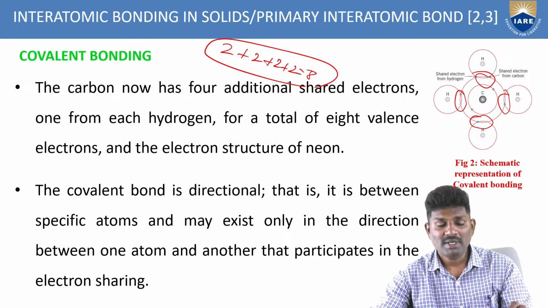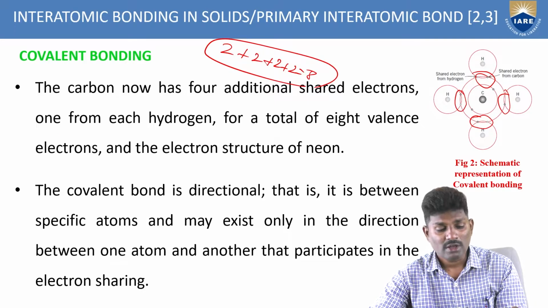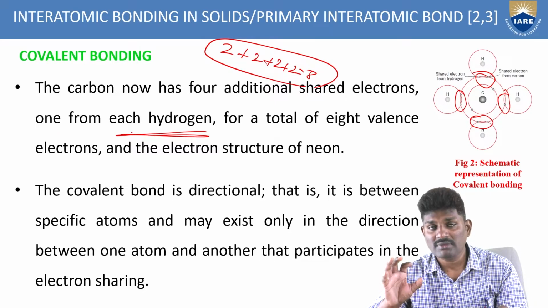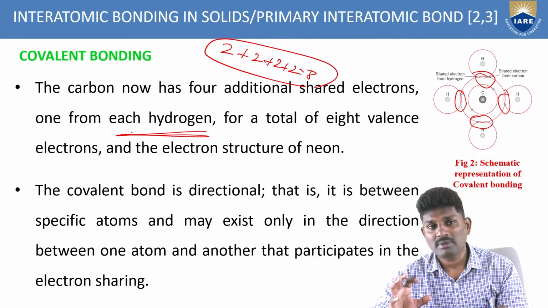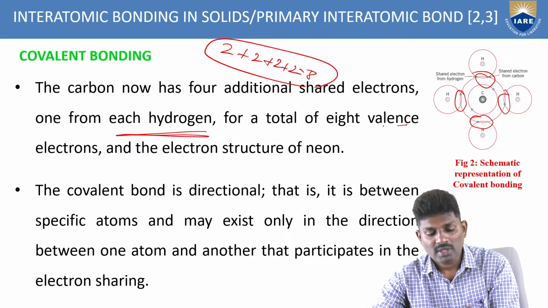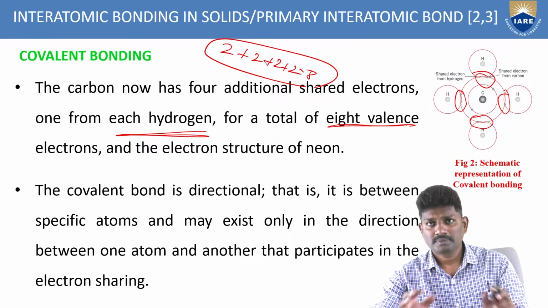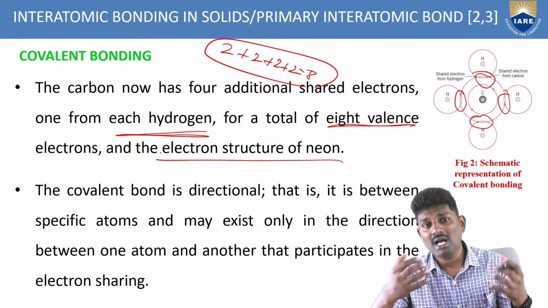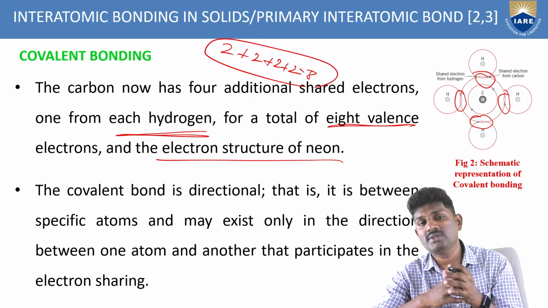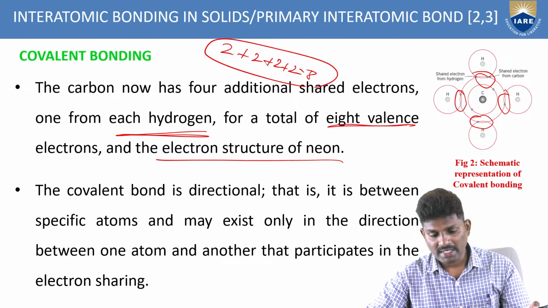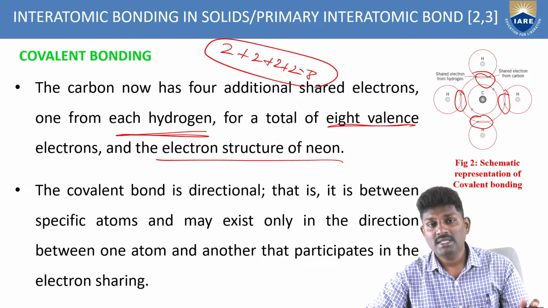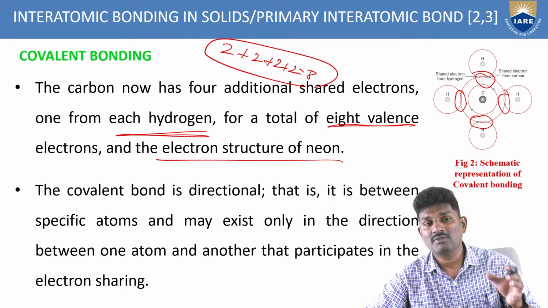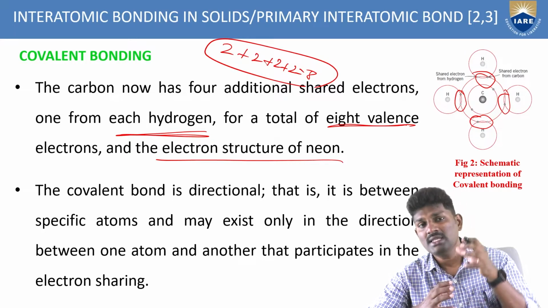So carbon now has 4 additional electrons, 1 from each hydrogen. Because of each hydrogen, totally you are getting 8 valence electrons, and this is the electron structure of neon. So this is how you are getting the 8 valence electrons with the help of the covalent sharing of electrons between the carbon as well as the hydrogen atoms.